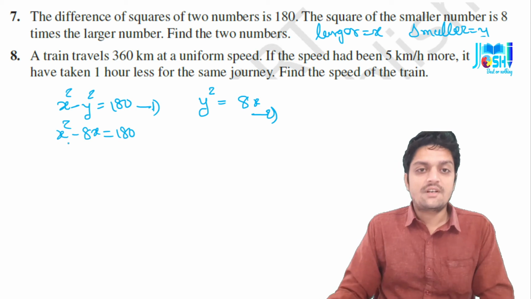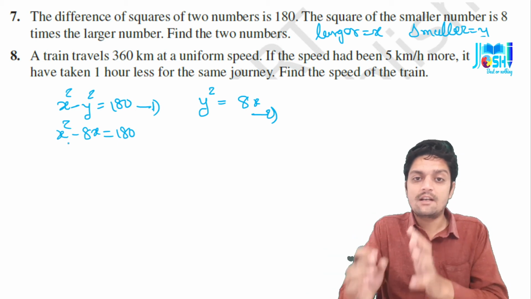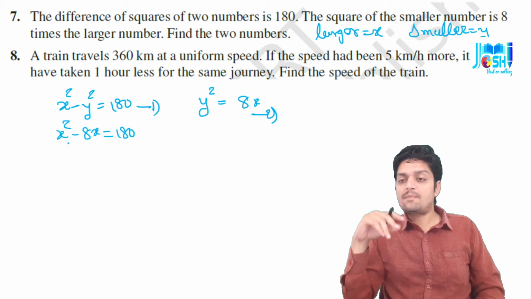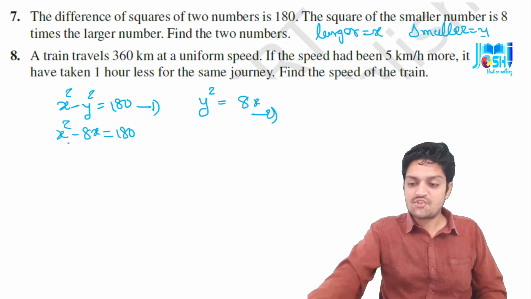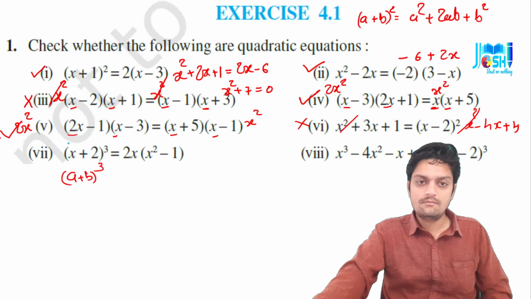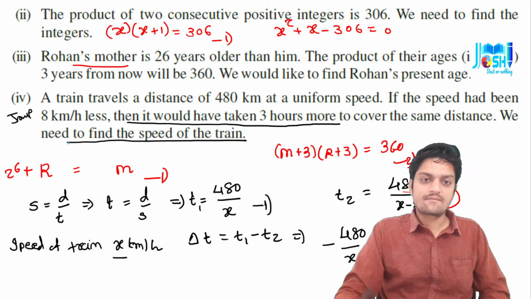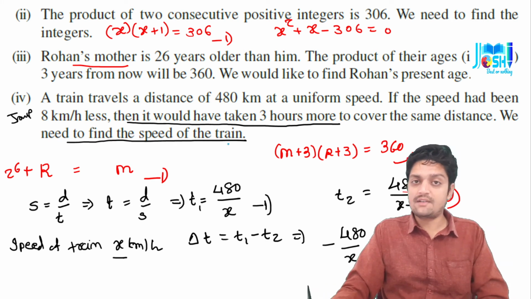Now see question number 8. A train travels 360 km at a uniform speed. If the speed had been 5 km per hour more, this kind of question we have actually completed. Let me show you. See this: a train travels a distance of 480 km at a uniform speed. If the speed had been 8 km per hour less, then it would have taken 3 hours more to cover the same distance. We need to find the speed of the train.